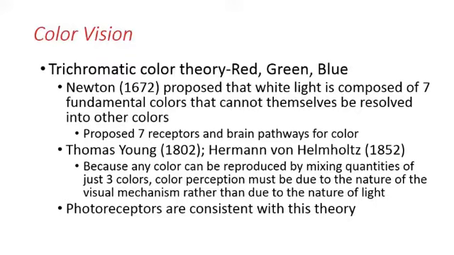colors. He actually proposed 7 receptors and brain pathways for color, and it was actually Thomas Young and Hermann von Helmholtz who came up with the trichromatic color theory, not Newton. But Young and then later von Helmholtz said that just because any color can be reproduced by mixing different quantities of red, green, and blue, just 3 colors, the color perception must be due to the nature of the visual mechanism rather than to the nature of the light itself.